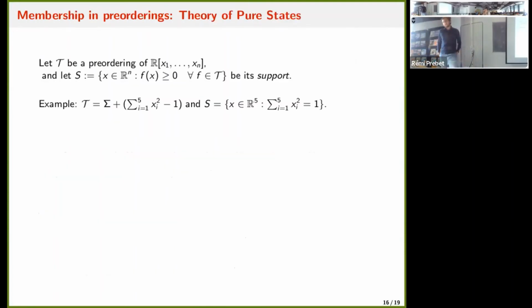Okay, so now comes the theory of pure states. I'm not going to go into detail, but the idea is: if we have a preordering of the ring of polynomials, we consider the support of the preordering S, so the points X for which f of X is non-negative for all f in the preordering. This is the support. For example, in our case, we can consider the preordering, the sum of squares plus, you can imagine not 5, but n here. This preordering, and the support is just the sphere constraint.